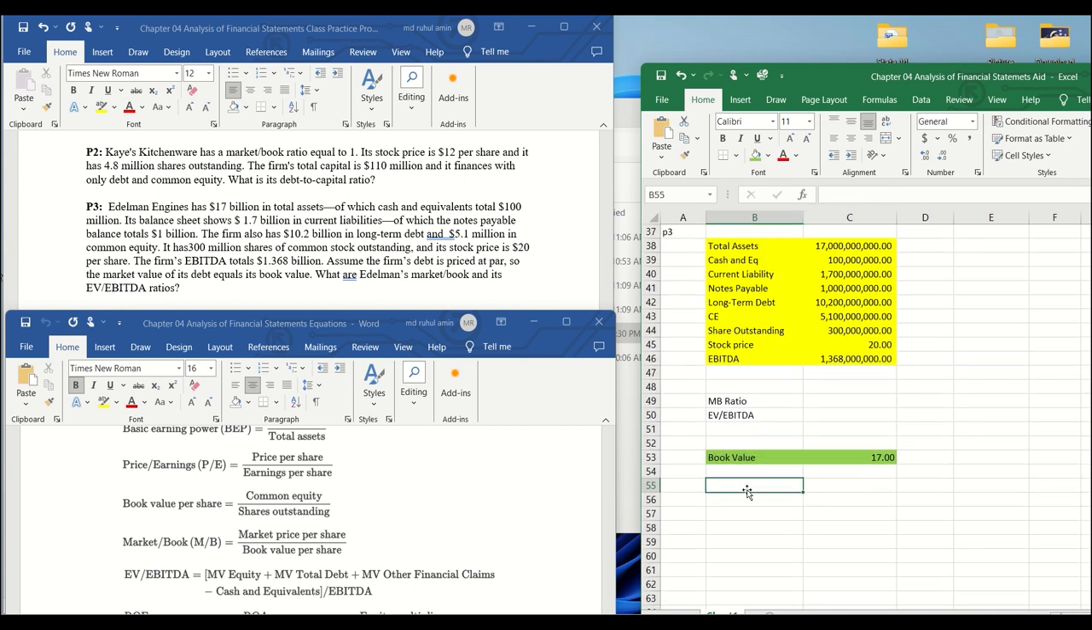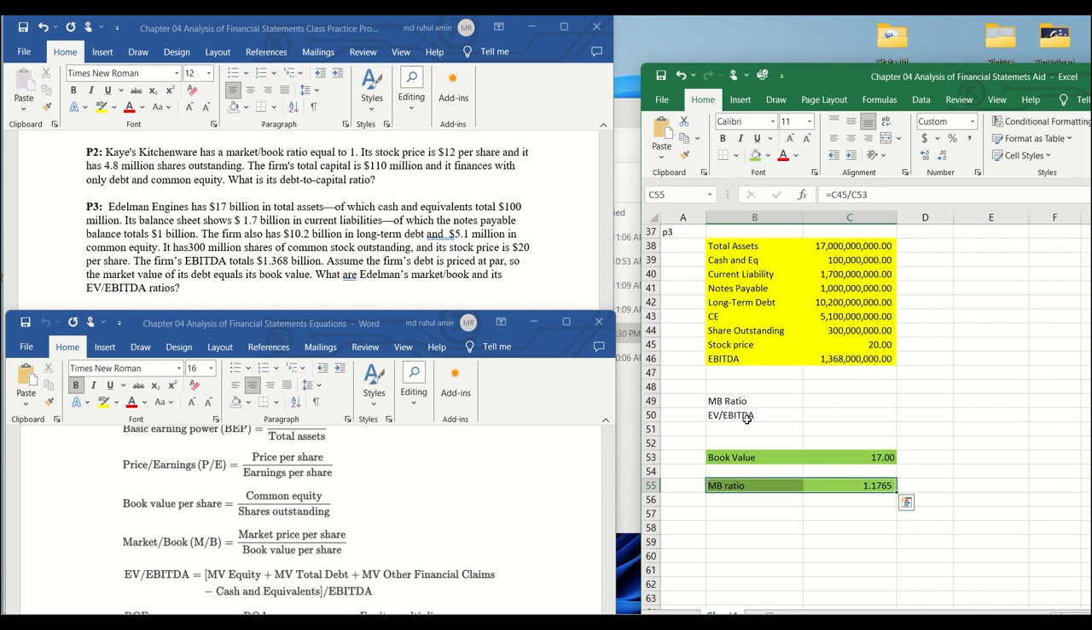Then what else? Market to book. Now the MB ratio. The market to book ratio formula is what? Market price per share divided by book value per share. So this is our book value per share and market price per share. This is market price per share divided by book value per share. 1.18, if I make it like this. So this is our market to book ratio.